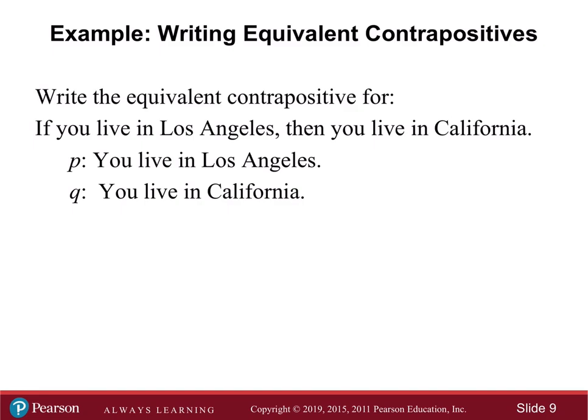If we do a direct translation of this sentence into symbolic form, this is just going to be P implies Q. But if we want the contrapositive, that should be logically equivalent to not Q implies not P. Not Q implies not P, right? So if we apply that back to the sentence, if you don't live in California, then you don't live in Los Angeles.